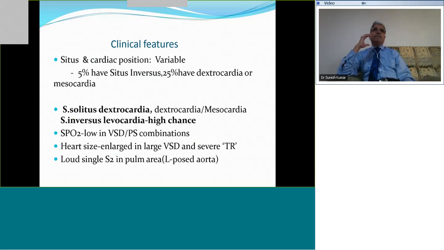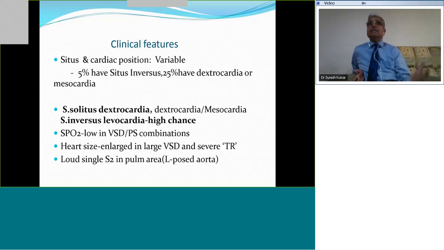Situs solitus dextrocardia, anticipate corrected transposition. Situs inversus levocardia, anticipate corrected transposition. These are the two segmental combinations where there is a very high association, so that you should proactively look for and establish or exclude the diagnosis of corrected transposition. Checking saturation, it will depend on what happens in the VSD-PS combination.